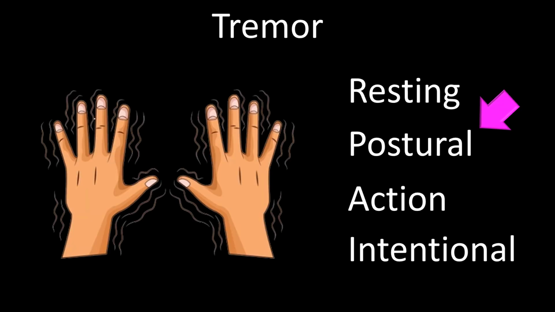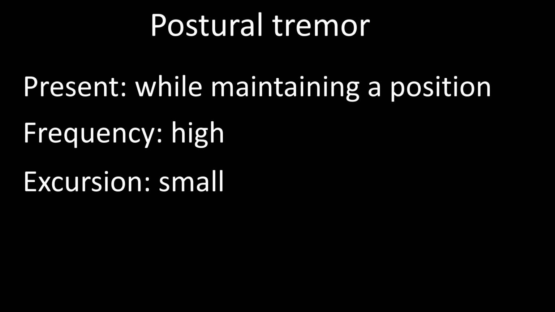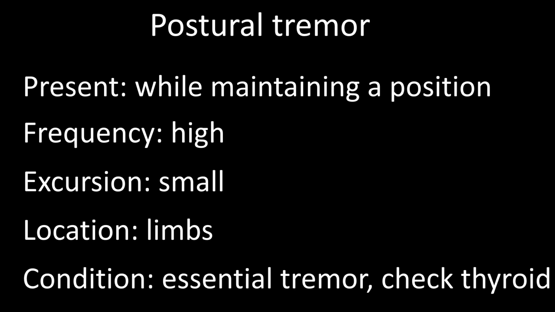Postural tremor. Postural tremor is present while maintaining a position. It is a high frequency tremor, usually 8 Hz or above. The degree of excursion of movement is small. It most often involves the limbs and is found in essential tremor, a familiar condition, and in hyperthyroidism, among other conditions.